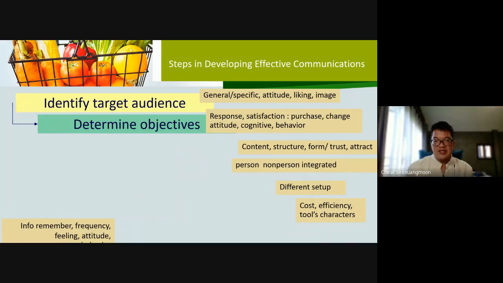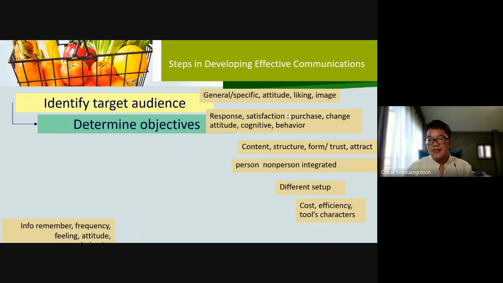And the second thing, after you identify your target consumer, please determine the objectives, because the objective leads to the other actions. So you need to concern about the response of the consumers, how you create satisfaction in them. Then it's going to link to the process of purchase. Sometimes if you have a problem with the attitude that the consumer has, you might need to change the attitude by providing some information to the market.